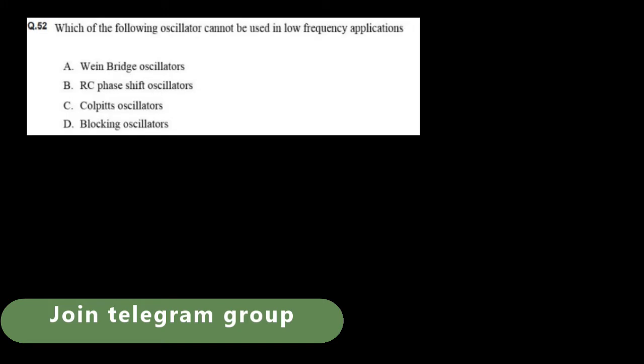Question number 52. Which of the following oscillators cannot be used in low frequency applications? So it is going to be an LC oscillator. Here, which is the LC oscillator? The Colpitts oscillator is the LC oscillator.